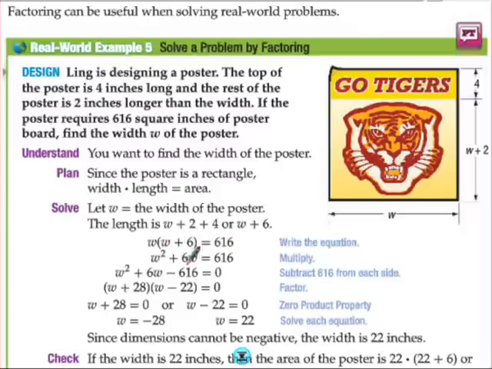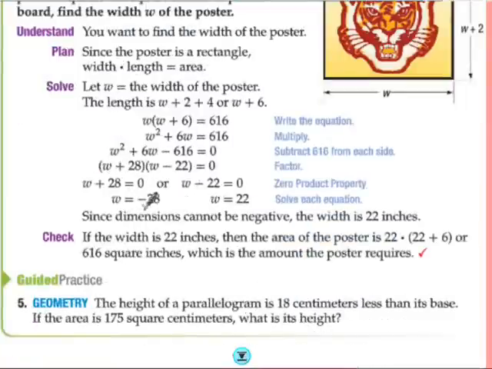W squared plus 6W equals 616. So we get it equal to 0. We find the two numbers. And then down here we're going to have to use some common sense. The two answers here are W equals negative 28 and positive 22. Well, since a width can't be negative, we know that negative 28 is not the answer. So the width here is 22. If the width is 22 inches, then the area of the poster is 22 by 28. So that ends up being our answer, okay? Which is the amount the poster requires.